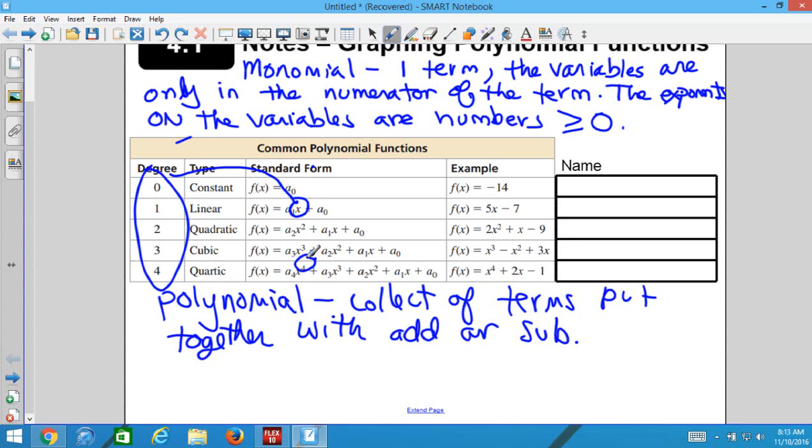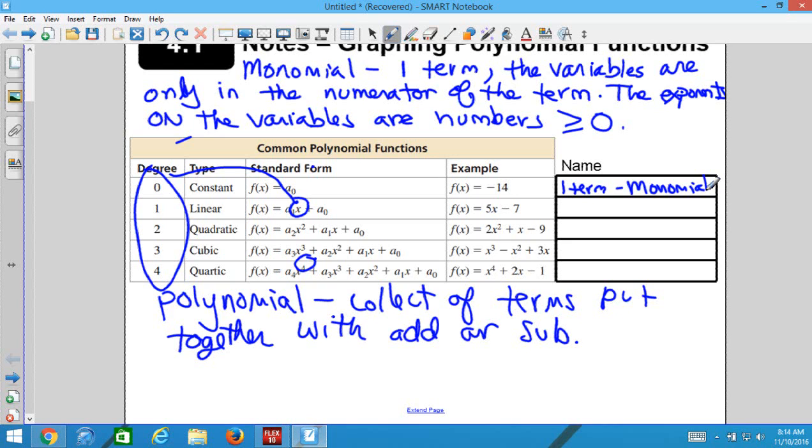Okay, and then over on this side, we've got some examples of functions that are each of those kinds. If we have the first one, f of x equals negative 14, that is a constant. That has one term. This is what we're putting over in the box. If it has one term, what do we call it? A monomial. Yeah. Has one term, we call it a monomial.